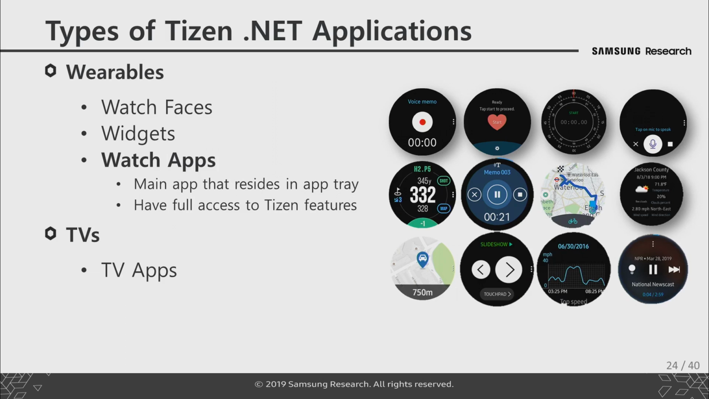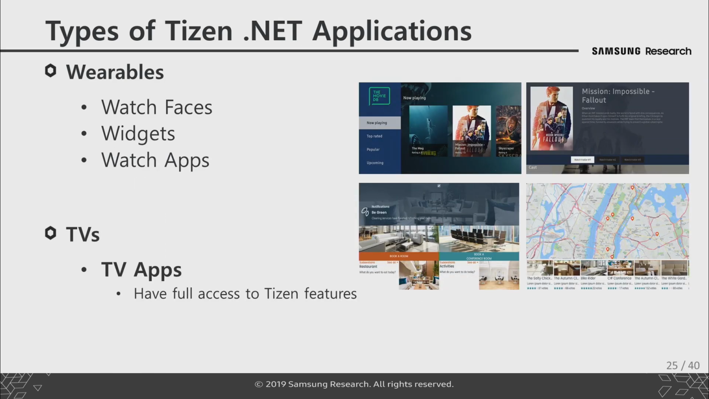And the last one is the watch apps. They are the main apps that reside in your app tray. They have full access to Tizen features, so you can create more powerful applications there. For example, we have voice memo, heart rate, stopwatch, golf, navigation, music player, and more applications. They are all on the app stores. And TV is quite simple again. TV has the normal TV apps that also have full access to Tizen features. Normally TV apps are video streaming applications like Netflix or YouTube. Those are popular on the TV app stores.